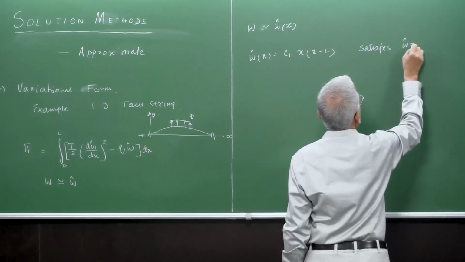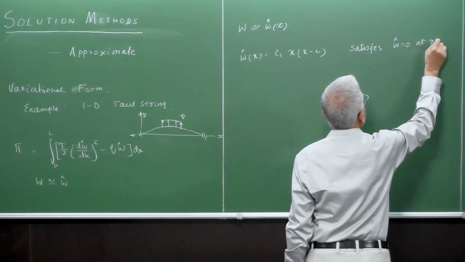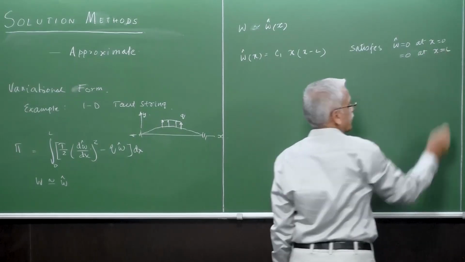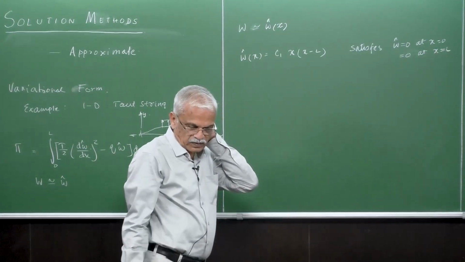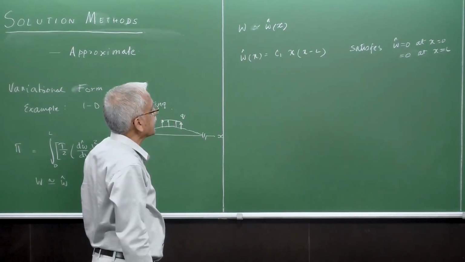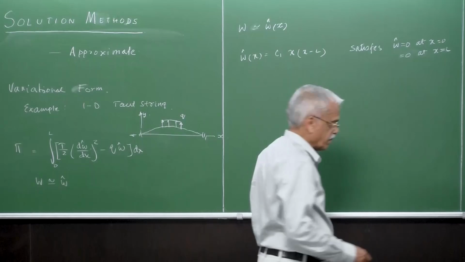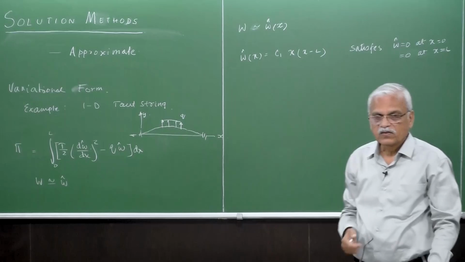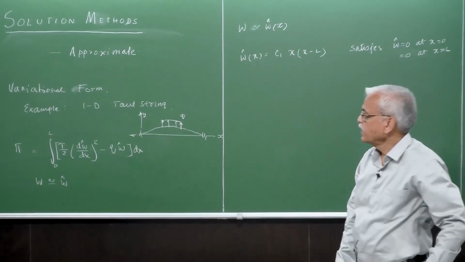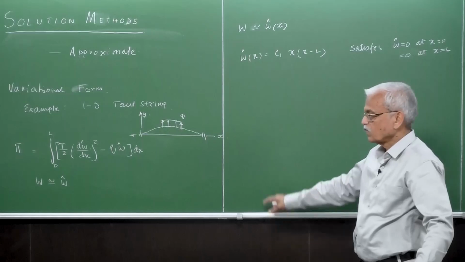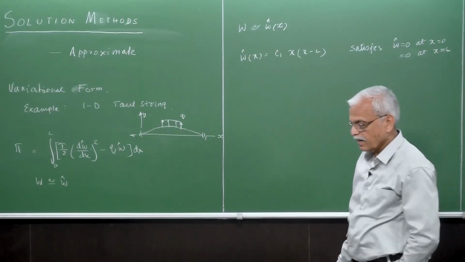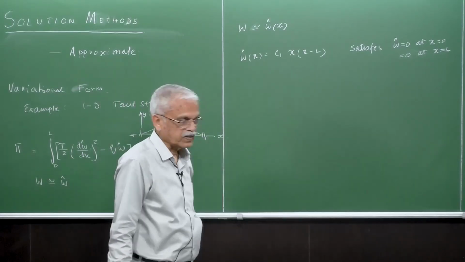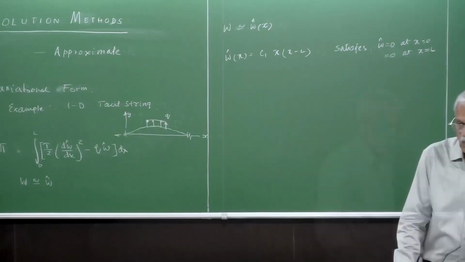Satisfies W hat equal to 0 at x equal to 0, as well as 0 at x equal to L. So what we are saying is that this is the solution which we have assumed, and there's a coefficient here, C1, which is undetermined, in the sense that if we go through the procedure here, we will get a method to determine the value of C1. So that will give the solution. Okay. So this is one method.